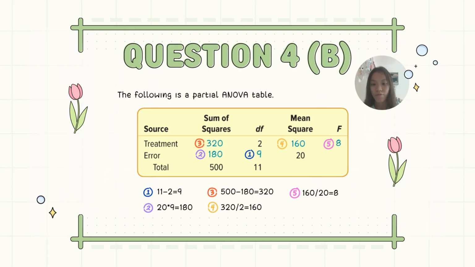Then we can find the sum of squares for the treatments. It will be 500 minus 180, which is 320. Then we already have the data for our mean square for the treatment. So 320 divided by 2 is equal to 160. So the F statistic will be 160 divided by 20, so it will be 8.